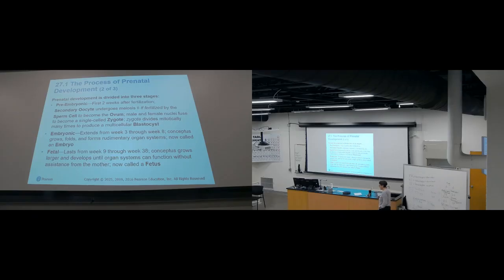Now, before the blastocyst, we have a stage in which you have a solid ball of cells that forms what is called the morula. Morula stands for mulberry, and it looks like a mulberry.